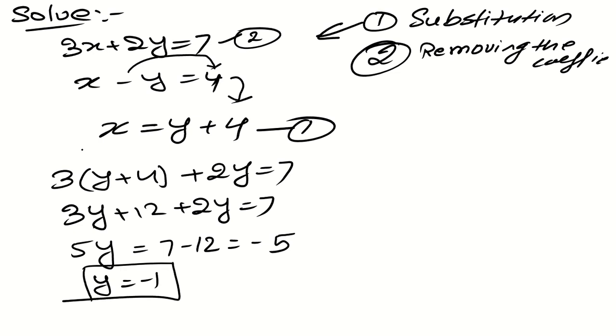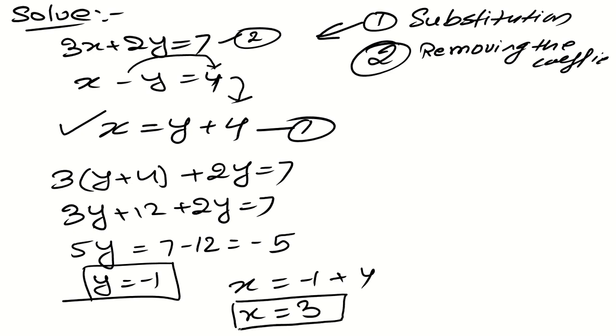And after getting the value of y, just put it here. So x will be equal to minus 1 plus 4. So x is equal to minus 1 plus 4 means, what should be the answer? Yes. Did you say minus 5? No, it will be plus 3. Take care of the calculation in the exam also, okay? So x is equal to 3 and y is equal to minus 1 is the answer.